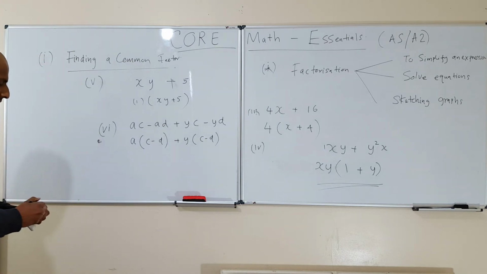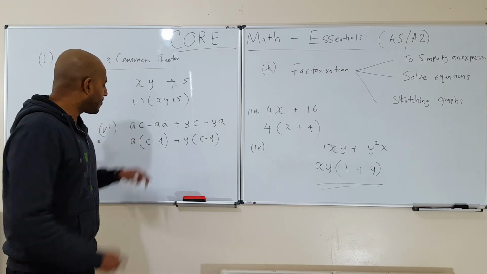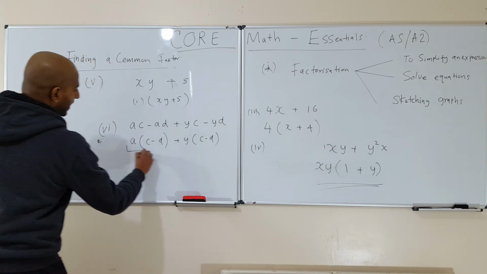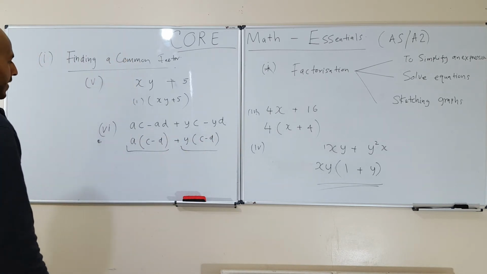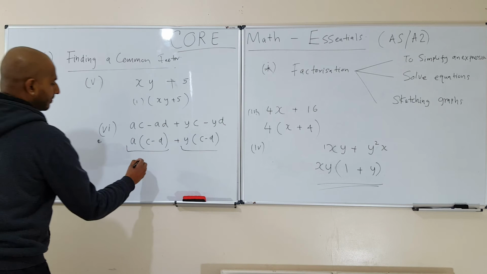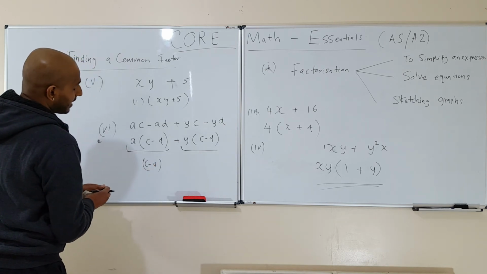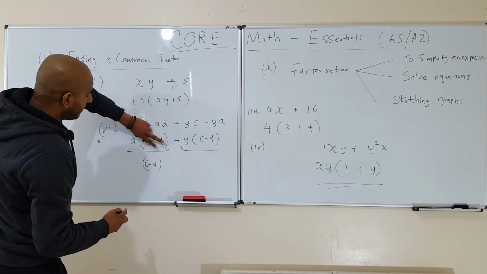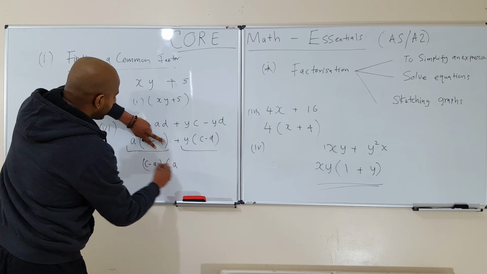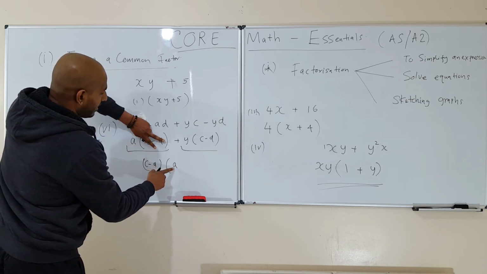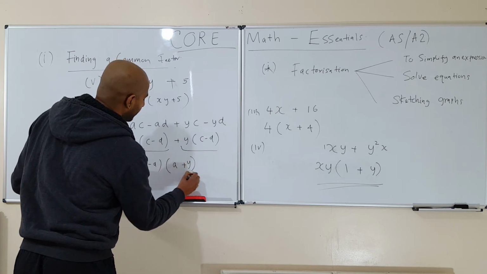Now if you look carefully, you can see C minus D is a common factor for both. For this one and this one, C minus D has become a common factor. Then what we can do is take C minus D out from both of them. See, as secondary factorization. I've taken C minus D from there, I'm going to get A. Taken C minus D from there, I'm going to get Y. There you go. That's fully factorized.